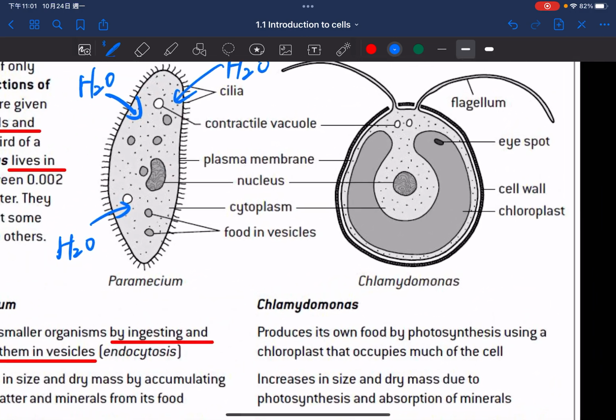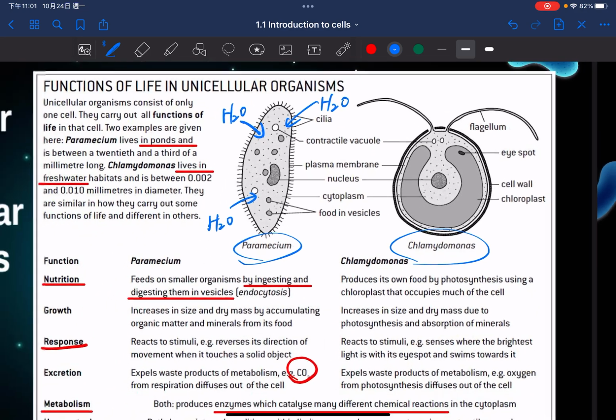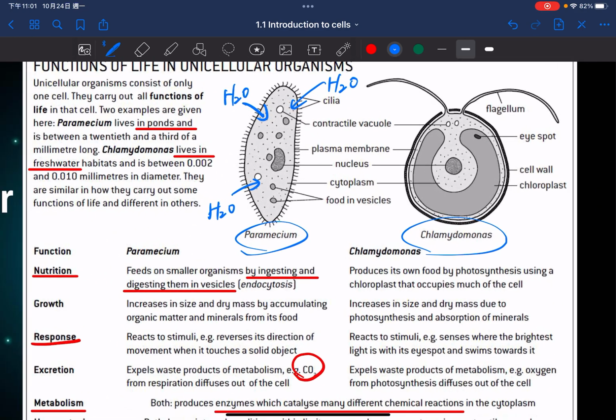The right one is some kind of algae, chlamydomonas, and I have to tell you these kinds of terms are from Latin. Latin is a dead language, so you don't have to care about its pronunciation, because whatever you say, if I can understand what you say, it's okay. So let's see the functions of the algae.